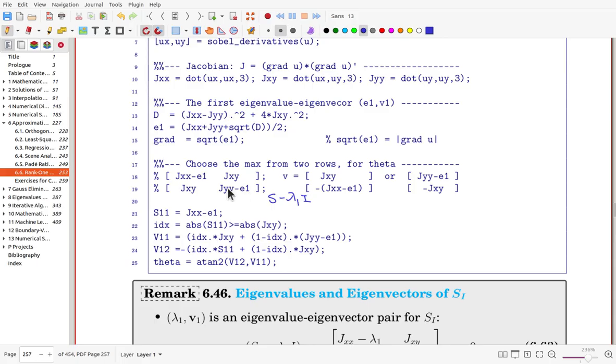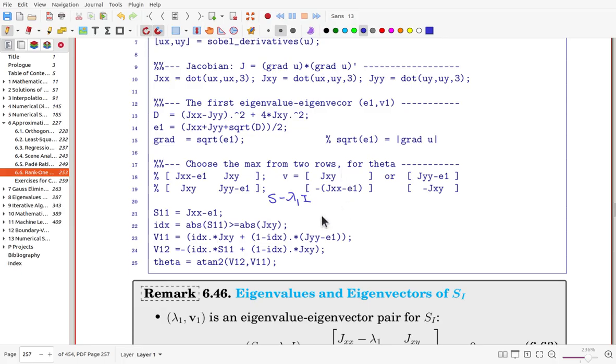If you choose from the first row, then change the position, and for one, the sign opposite here. If you are choosing the second row, then change the position and change the sign for 1, then the dot product will be 0. Either this one or that one will be the corresponding eigenvector.